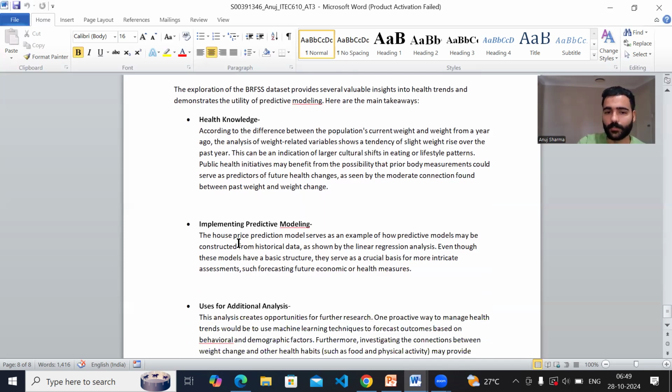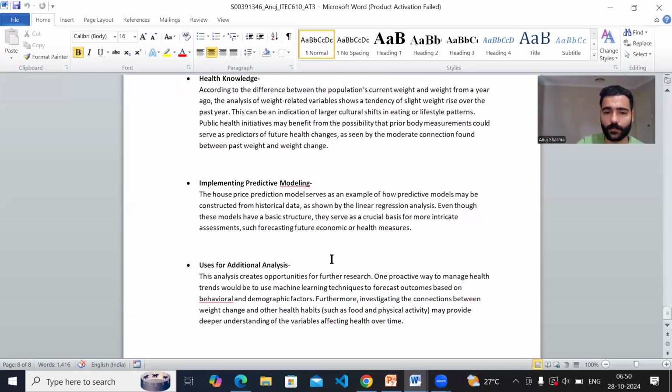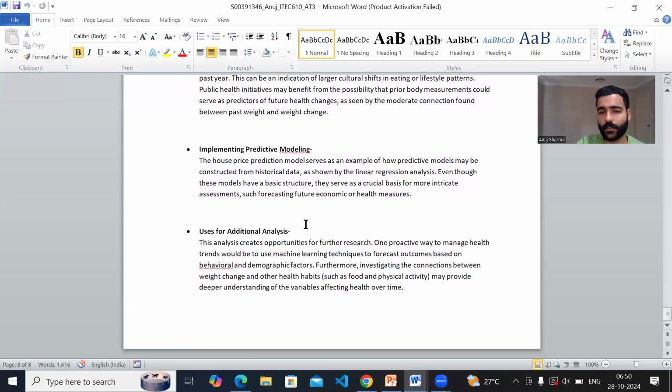Implementing predictive modeling. The house price prediction model serves as an example of how predictive models may be constructed from historical data, as shown by the linear regression analysis. Even though these models have a basic structure, they serve as a crucial basis for more intricate assessments, such as forecasting future economic and health measures. So these kinds of models can be used for further forecasting as well. That is written in this section.